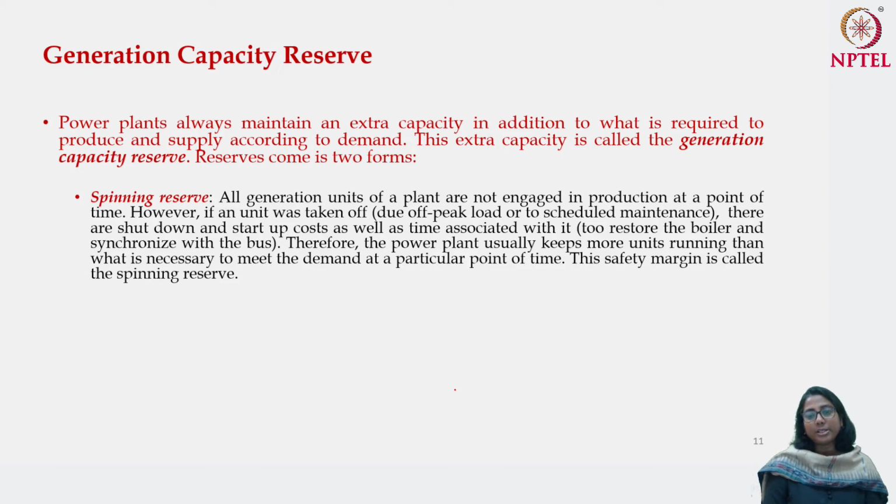So all the generation units of a plant are not engaged in production at every point of time. Some generation units are loaded, some are not loaded. Now if I take off one generation unit because there is not much demand or because of maintenance, then once the demand arises, I cannot immediately run that unit. It takes at least 8 hours to run the generation unit. And this shutdown and restart also has some costs associated with it.